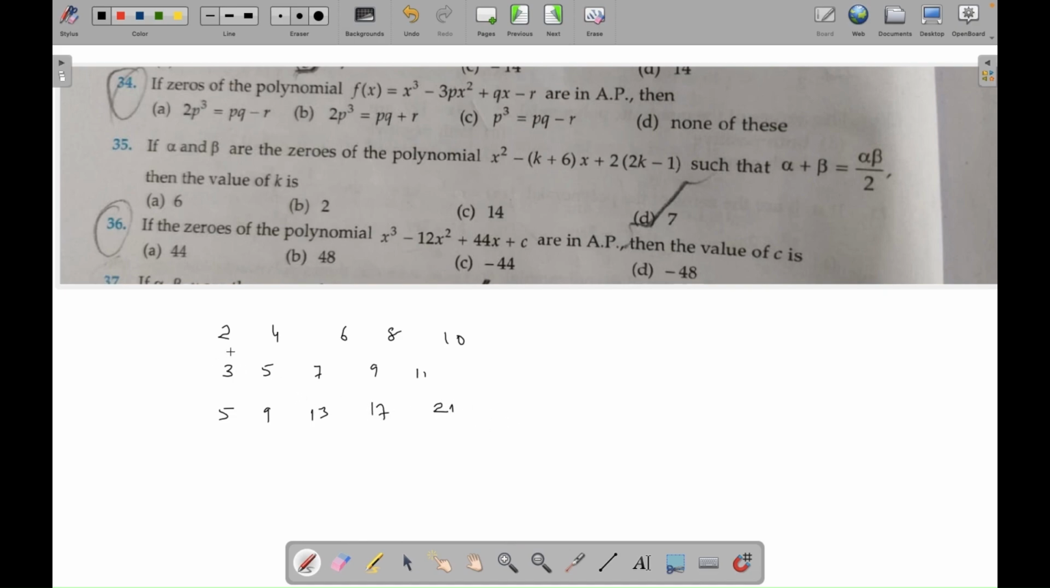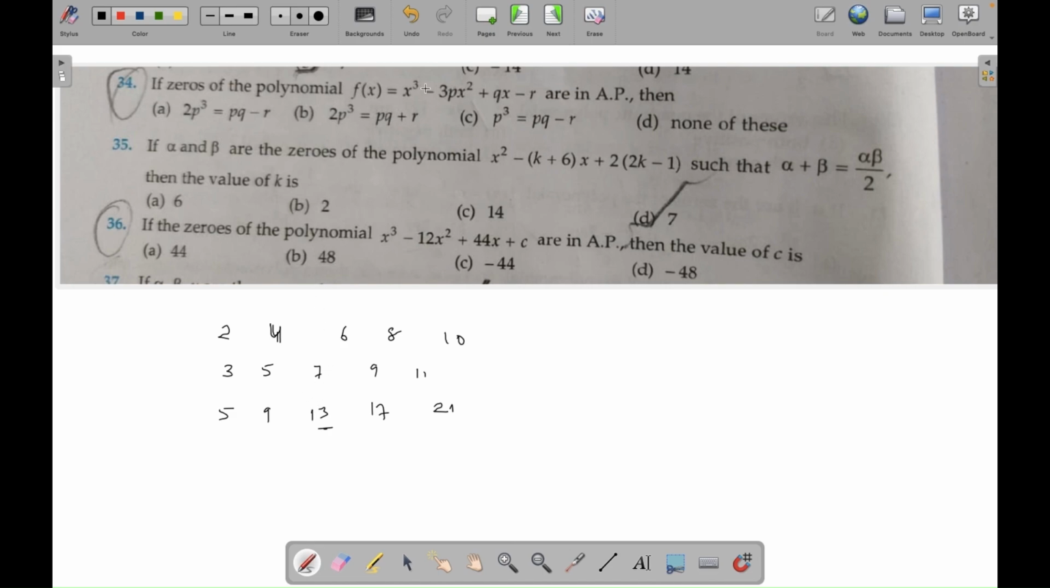No matter what the AP is, one thing that you'll notice is that the middle term is the average of the first and third terms. Say if you take the sum of these two, 6 plus 2 upon 2, the average of 2 and 6 will give you 4. Average of 7 and 3 will give you 5. Average of 13 and 5 will give you 9. Similarly, average of 8 and 4 will give you 6. Average of 9 and 5 will give you 7. And average of 17 and 9 will give you 13. So this is the property of an AP.